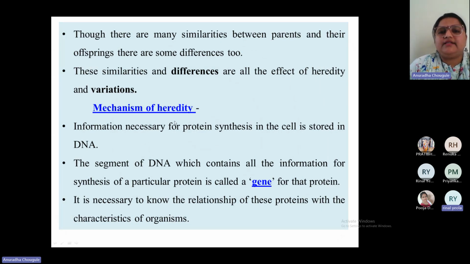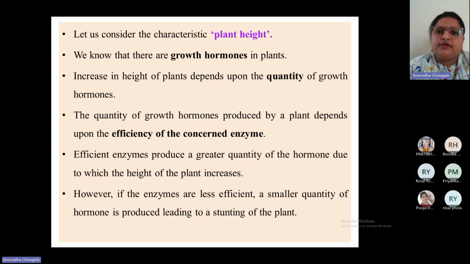So what is the mechanism of heredity that we'll see? Information necessary for protein synthesis is stored in the DNA, and the segment of DNA which is responsible for a particular protein synthesis is called a gene. There is a relation between the gene, protein synthesis and the characteristics of the organism. We will take one example to understand this relationship. Let us consider plant height. Do you know how a plant grows? What is responsible for the growth of the plant?